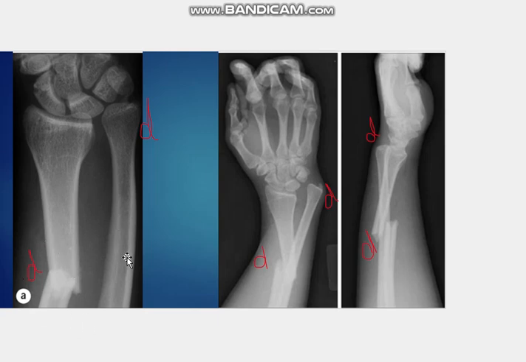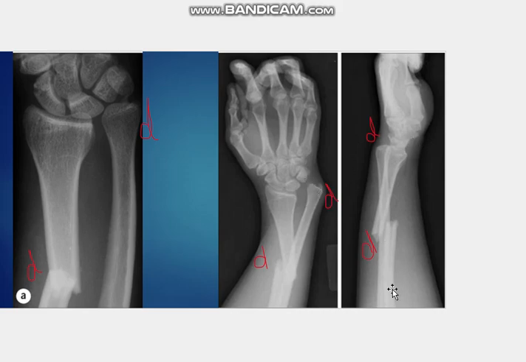So the displaced fragment of the radial shaft fracture will lead to distal radioulnar joint dislocation. Can you see the dislocation here? There is widening of the radioulnar joint. Again, the double D sign of Galeazzi fracture dislocation: the first D is radial shaft fracture, and the other D is distal radioulnar joint dislocation.